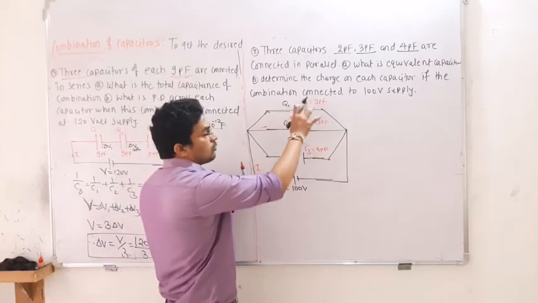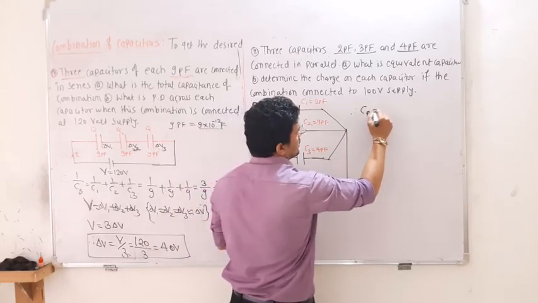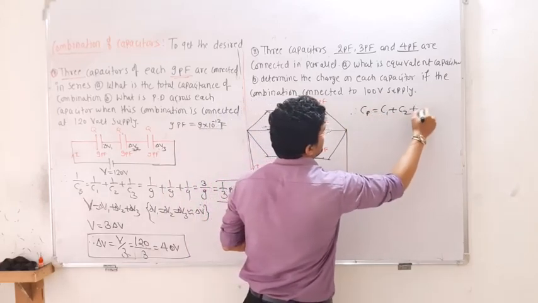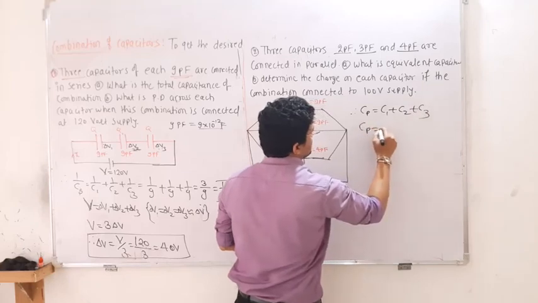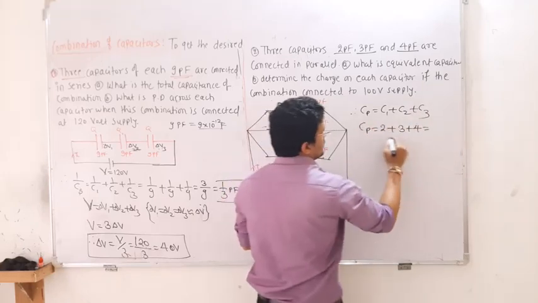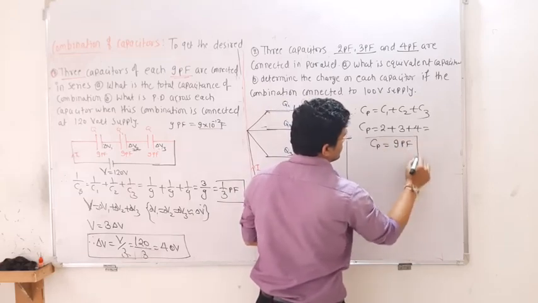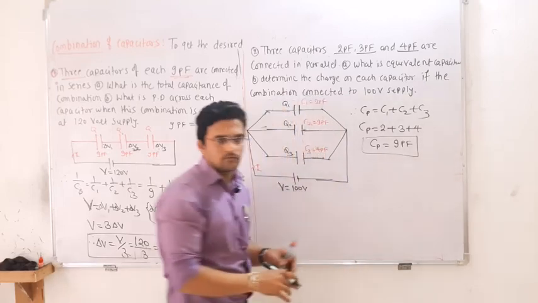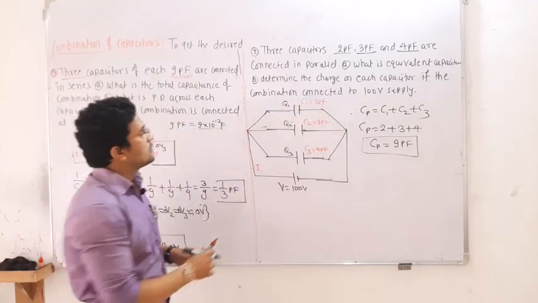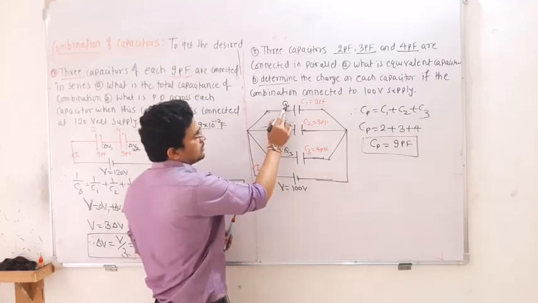Along with Q1, Q2 and Q3, you have to find out the total. When the capacitors are connected in parallel, the total is C1 plus C2 plus C3. Therefore Cp is equal to 2 plus 3 plus 4, so Cp is equal to 9 picofarad. But the second question is: determine the charge across each capacitor.